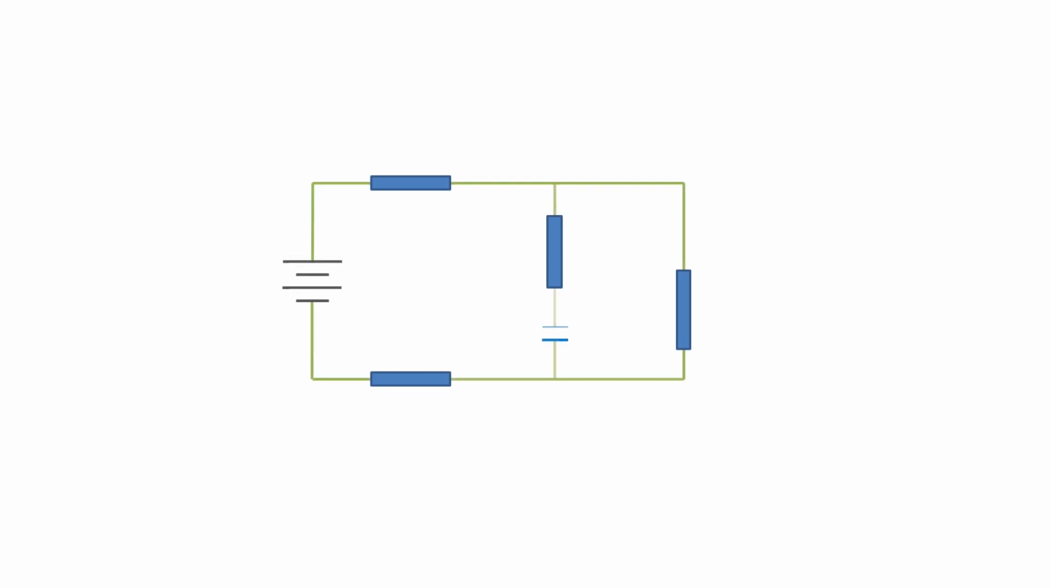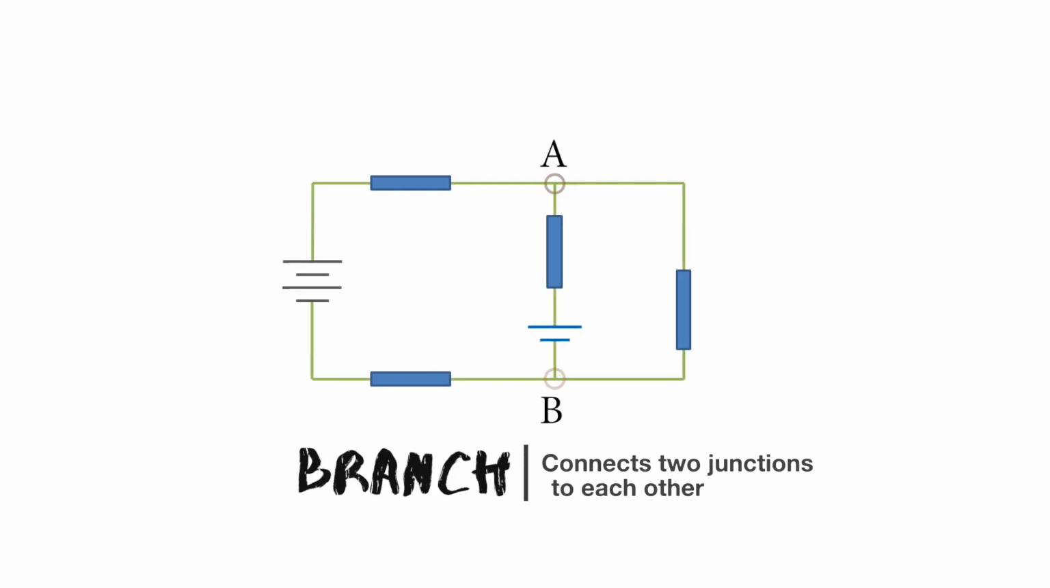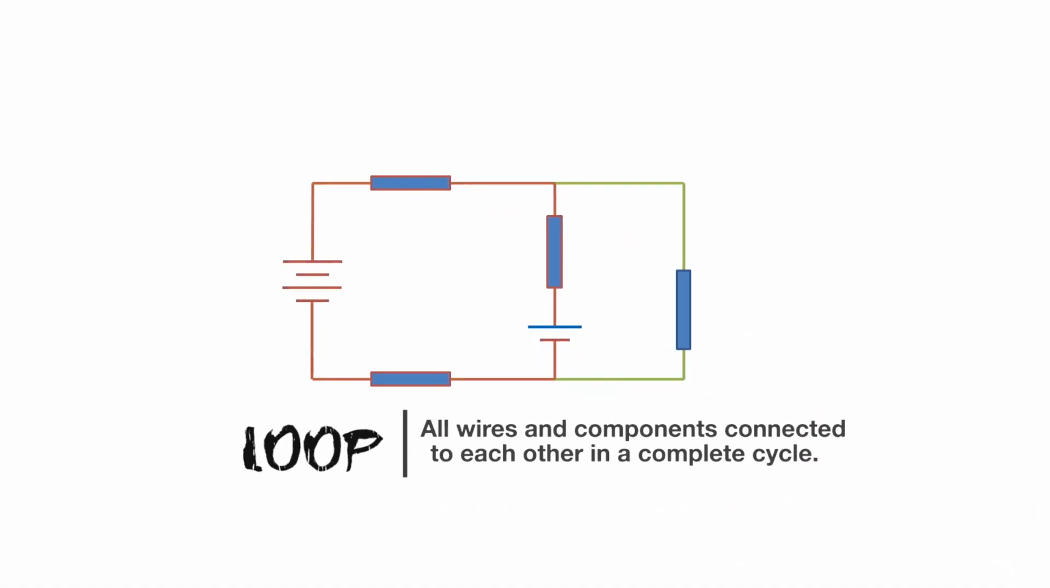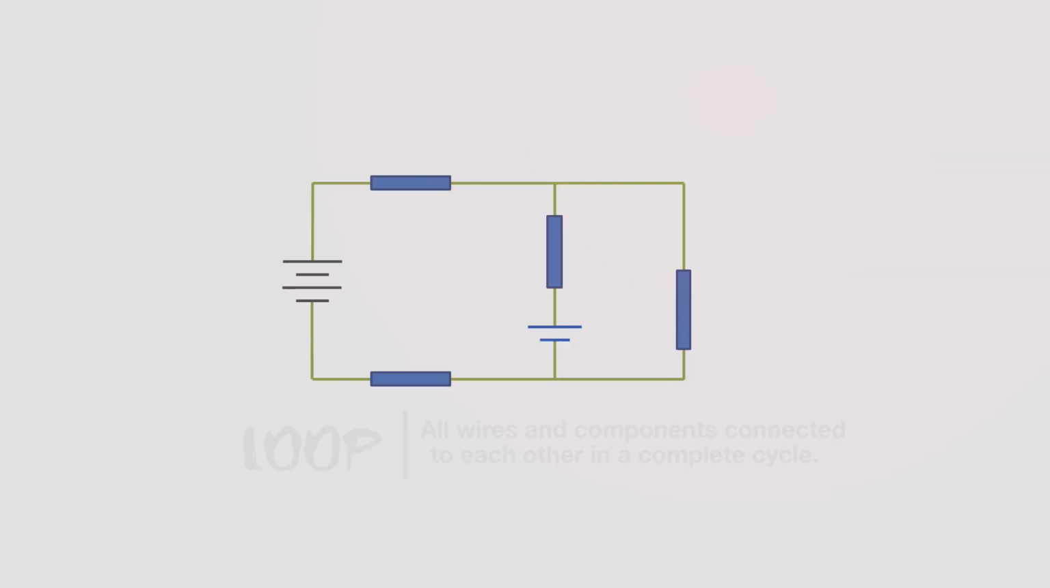The second term is a branch. Assume you have two junctions, A and B, and in between you have wires and components. This is what we call a branch. A branch connects two junctions to each other. The last term is the loop. The loop is the connection of all the components and wires in a complete cycle.